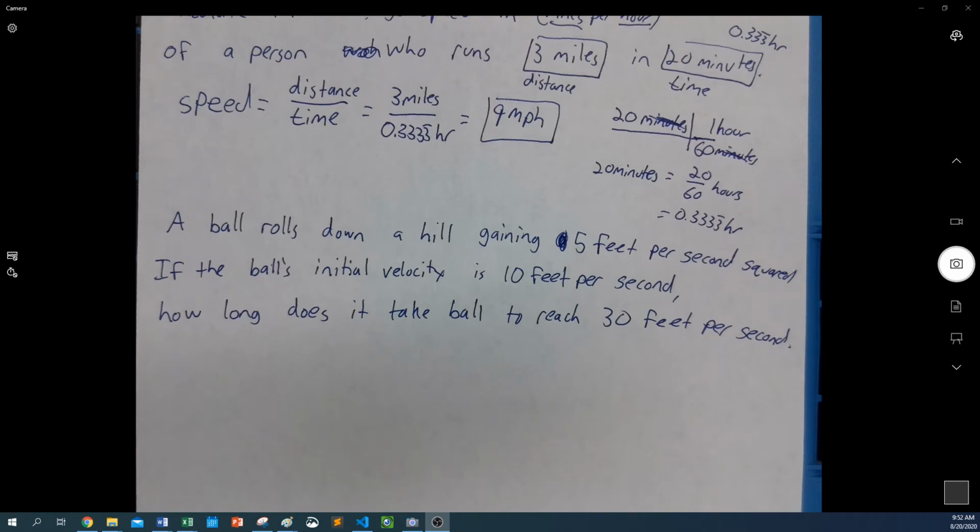So a ball rolls down a hill gaining 5 feet per second squared. If the ball's initial velocity is 10 feet per second, how long does it take a ball to reach 30 feet per second? To reach a speed of 30 feet per second. Our velocity.